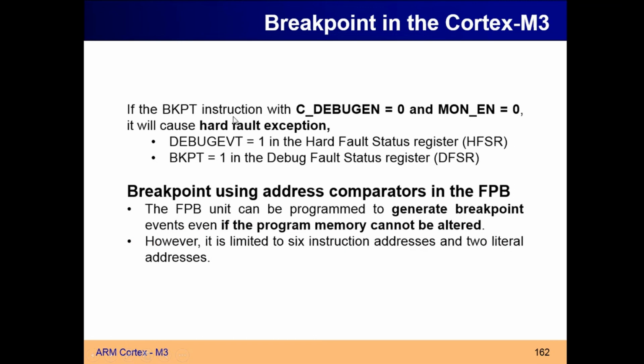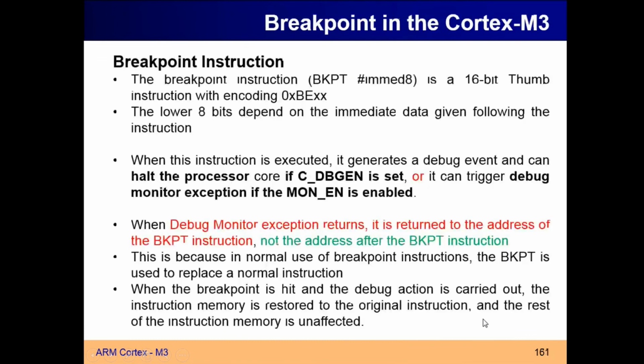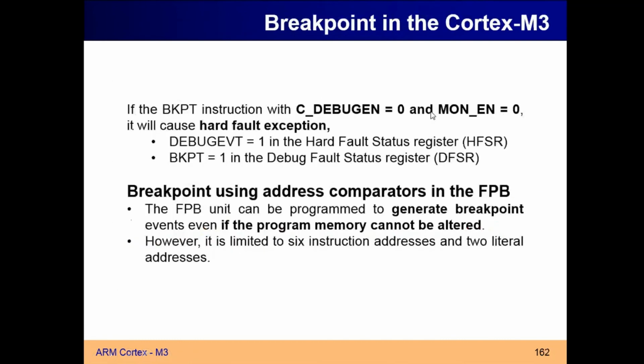And if a breakpoint instruction is executed, but let us take debug enable as 0 and monitor enable as 0, then what will happen? These two are 0. What will happen? It will execute a hard fault. When both are 0, it will execute a hard fault. That is told here. Both are 0, it will execute the hard fault exception.